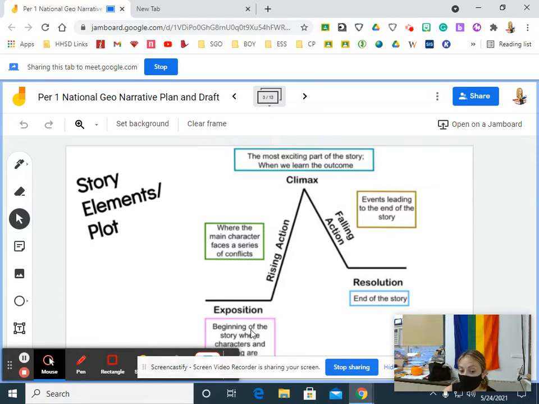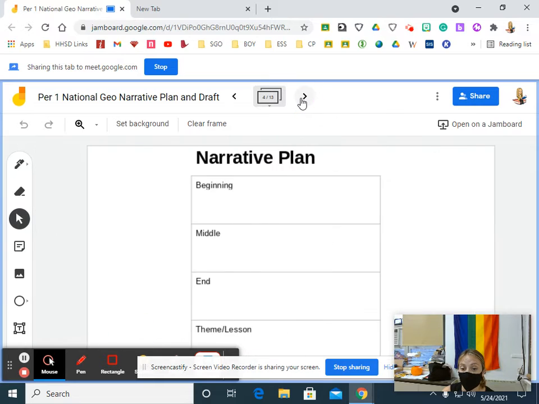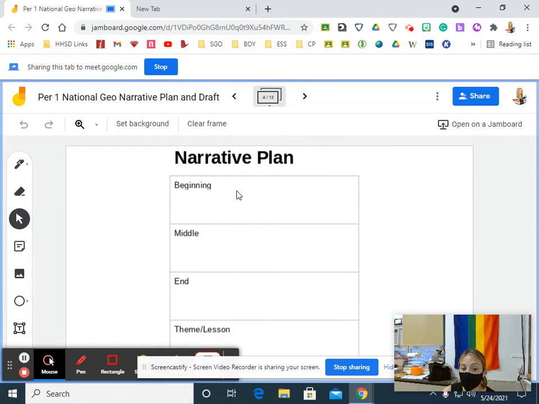Then in the beginning, the exposition, you put the characters that are there, where it is. A lot of the exposition will come from your research. And then the falling action is when the problem gets solved, and the resolution is the ending. And it doesn't have to be happily ever after, but it's how it ends. You're going to put it into a form like this. Beginning, middle, end, and then the theme or the lesson.